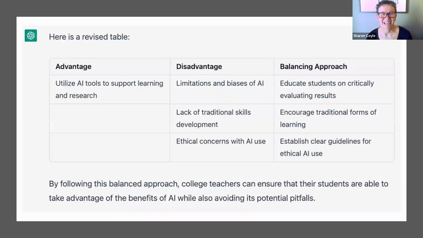So it did. And you'll notice that there's only one advantage compared to three disadvantages. So it's good to support learning and research, but it has limitations and biases. It doesn't develop traditional skills, and there are ethical concerns with its use, right? That's kind of a really good quick overview of what we just looked at. So how do you balance that? Educate students on critically evaluating results, encourage traditional forms of learning, establish clear guidelines for ethical AI use.